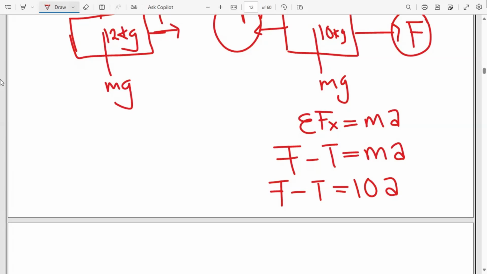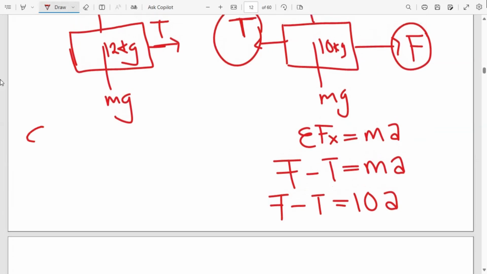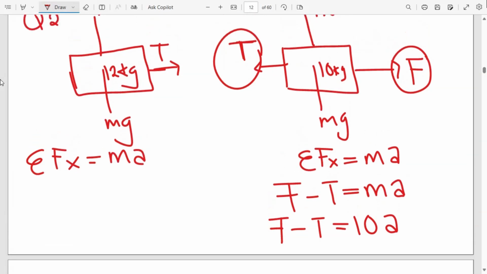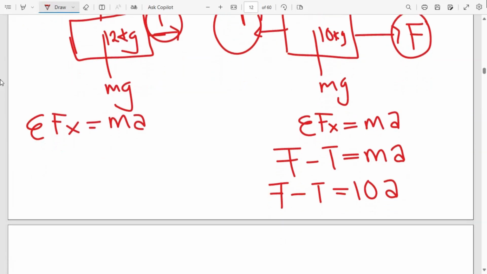Then let's look at the 12 kilogram box. We'll say summation of forces in the x will also be equal to mass multiplied by acceleration. But if you look at the forces in the x-axis on the 12 kilogram box, we just have one force, which is the tension. This is the force that will be causing this object to accelerate forward, so it is a positive force. It is the only force in the x-axis. We're going to say tension is equal to mass multiplied by acceleration. What mass are we talking about? It's 12. So the tension is equal to 12a.